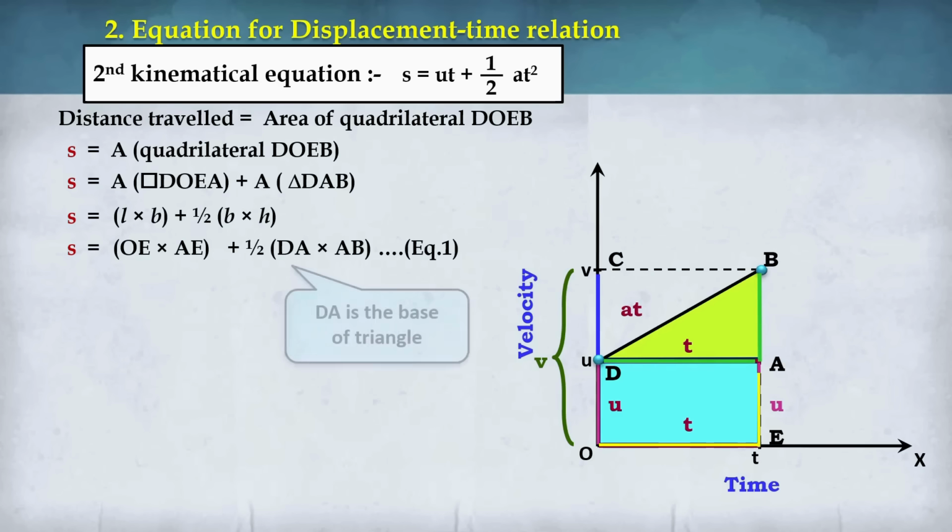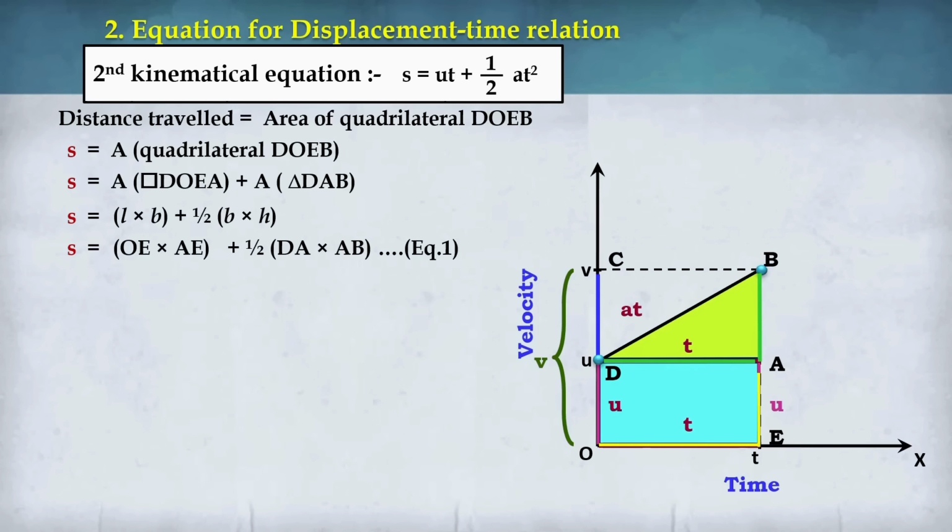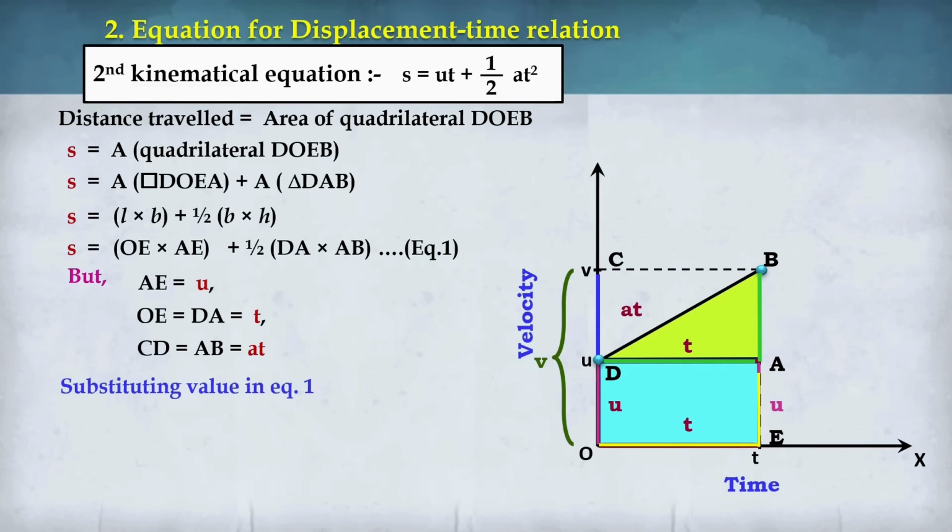Now let us calculate the area of the triangle. The area of a triangle is equal to half multiplied by base multiplied by height. In the graph, the base of the triangle is represented by the line DA, which is equal to time t. The height of the triangle is represented by the line AB, which represents the increase in velocity. From the graph, this increase in velocity is acceleration multiplied by time. Therefore, the height of the triangle becomes a multiplied by t.